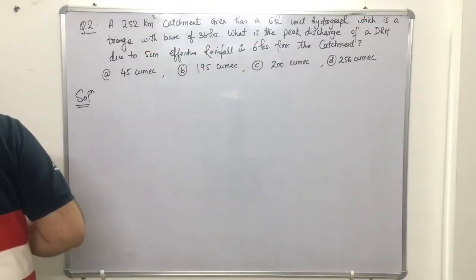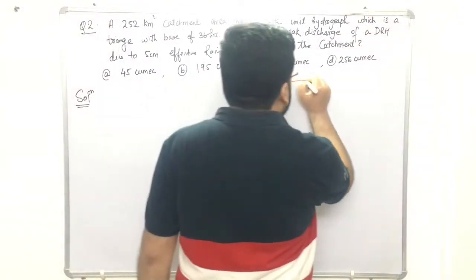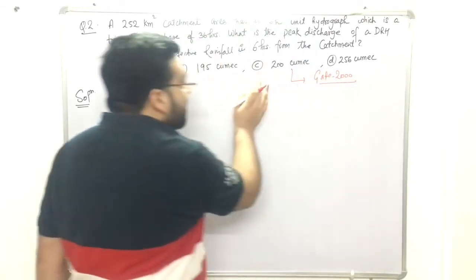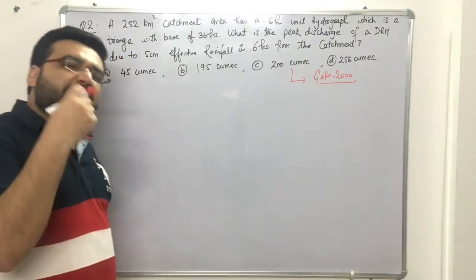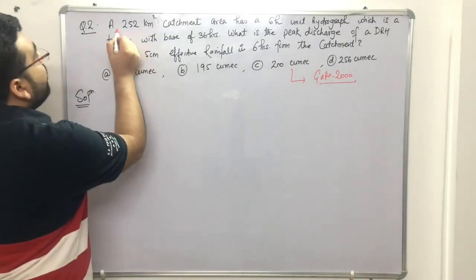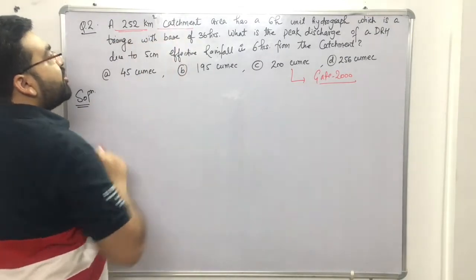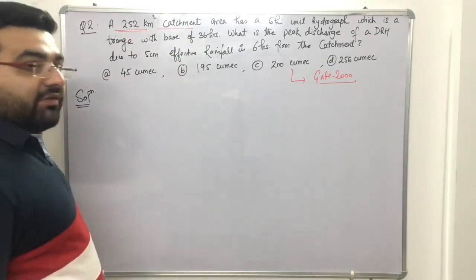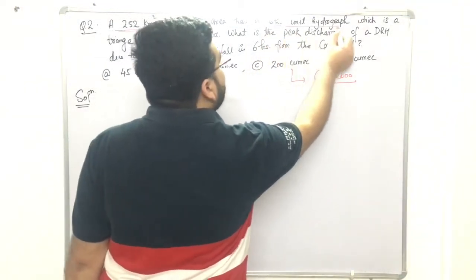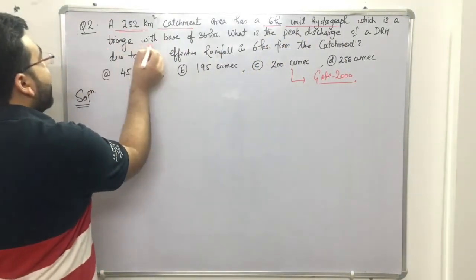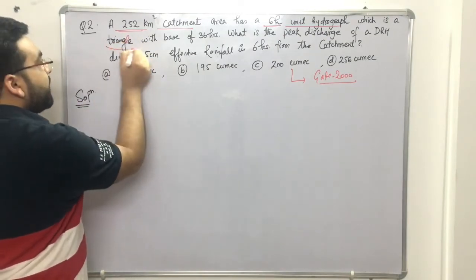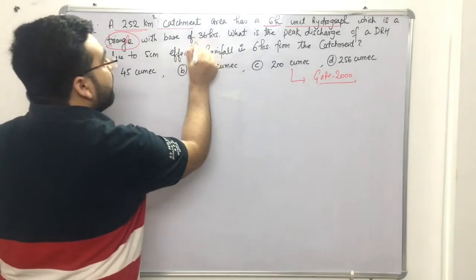Now let's move forward and solve a few numericals which have been asked in previous year GATE examinations. This numerical came in GATE 2000, and similar types of numericals have been asked many times in GATE examinations. So the question is: a 252 kilometer square catchment area, so the area of the catchment is given to you, has a 6-hour unit hydrograph, which is a triangle, with a base of 36 hours.